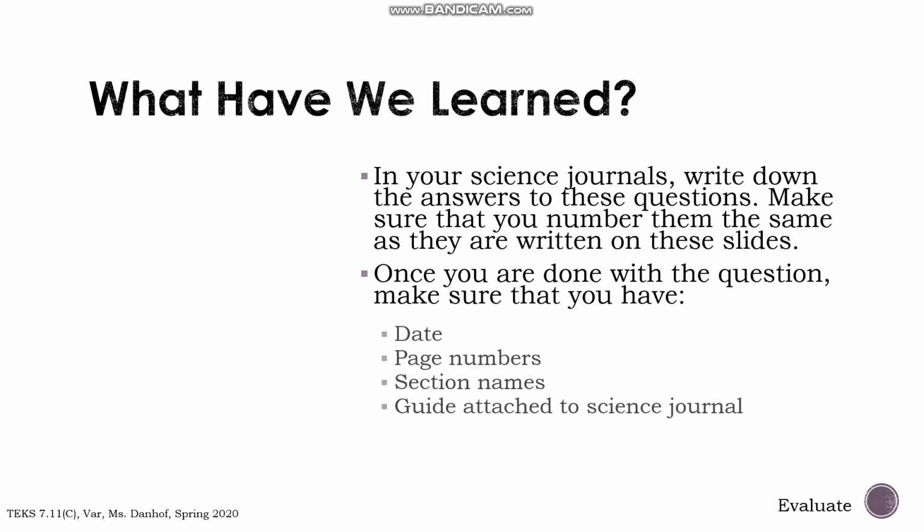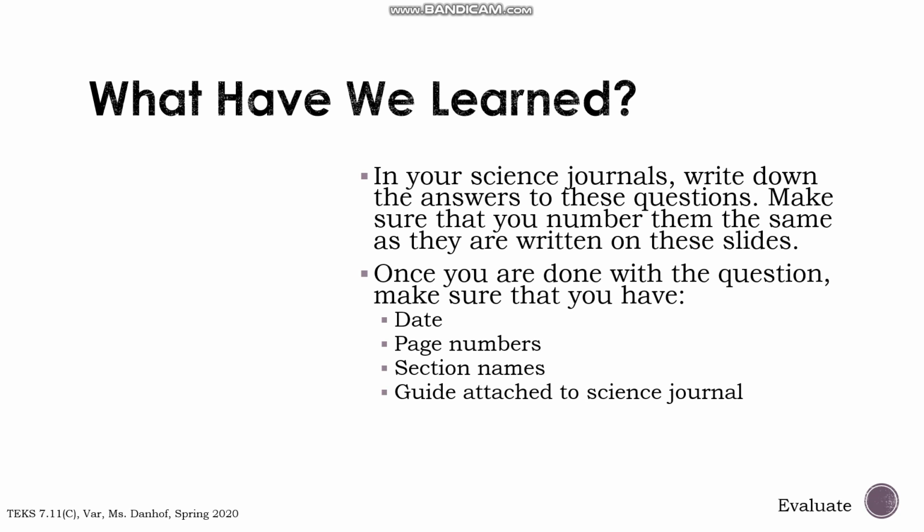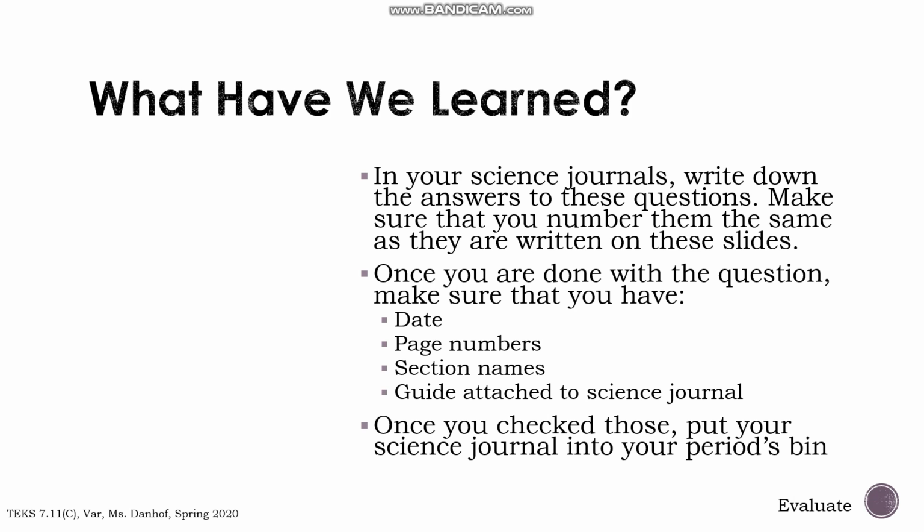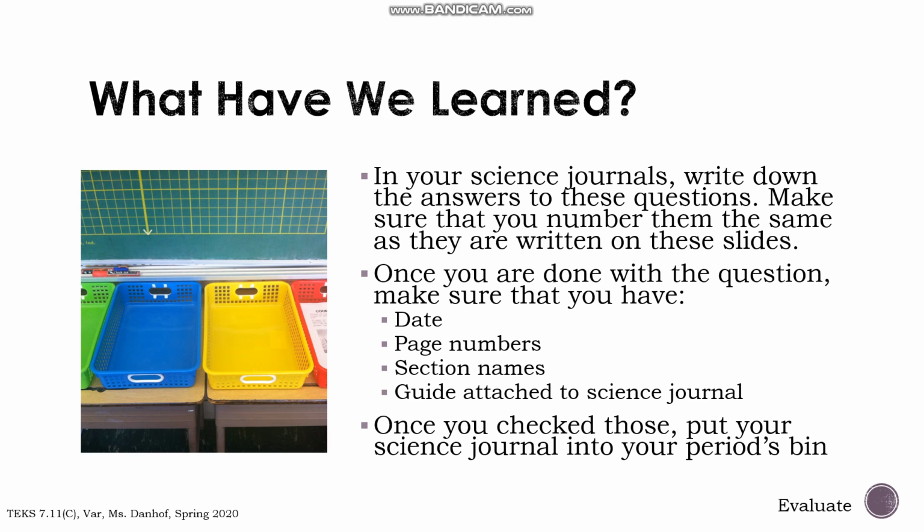Make sure that you have the date, page number, section number, and guide attached to the science journals. And then once you have checked those, make sure you put your science journal in your period's bin, which is shown right here. I just found a picture on Google that I would like to emulate possibly one day. The only difference I think probably would be actually labeling the bins with the periods. So maybe blue is period 1, yellow is period 2, etc.